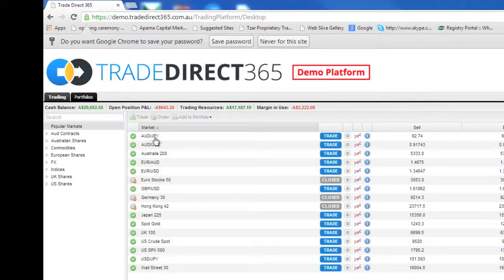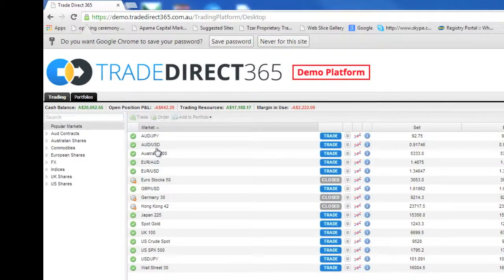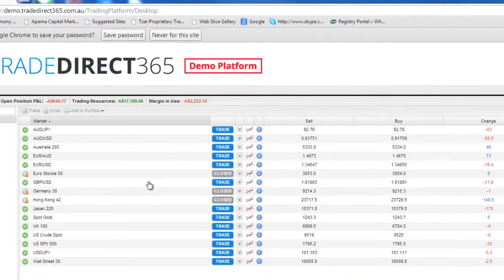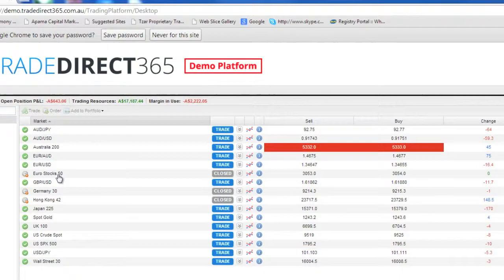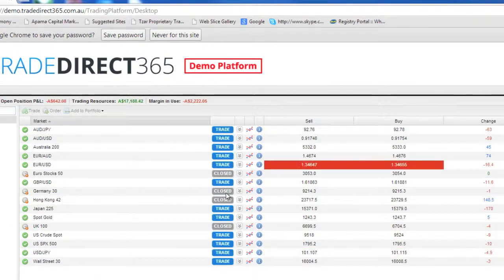There's the Aussie Japanese yen at the top here. We have the Aussie US dollar, which is a very popular currency pair to trade. There's some indices, the Australia 200 with a 1 point spread, so very tight spreads as well. We've got the Euro Stoxx 50, which is the index of the top 50 stocks in Europe there. That's closed at the market, as is the Germany 30, which follows. It's a cash market equivalent of the DAX.